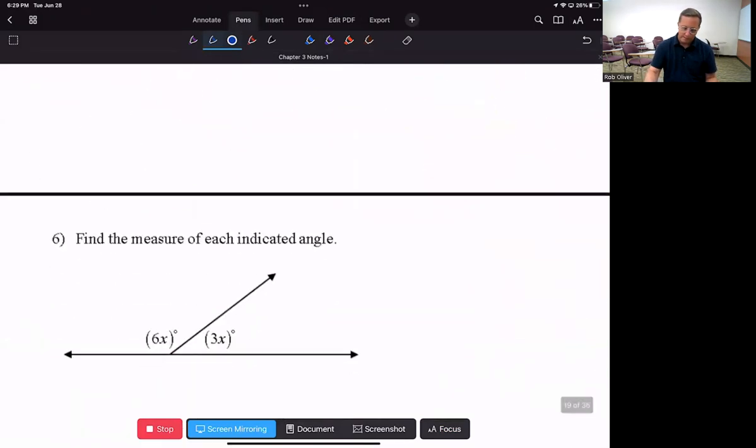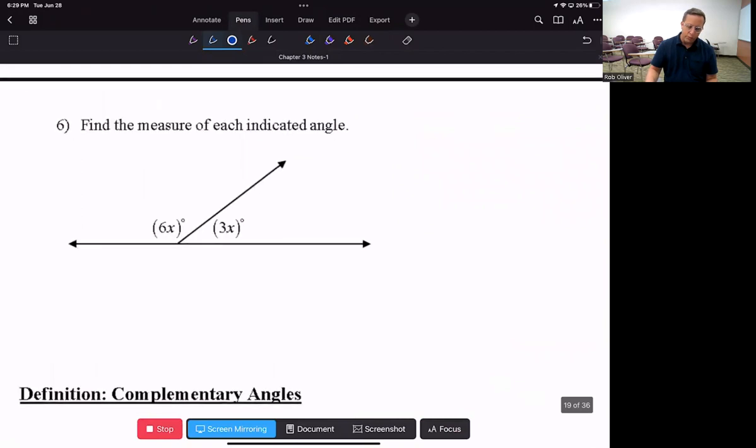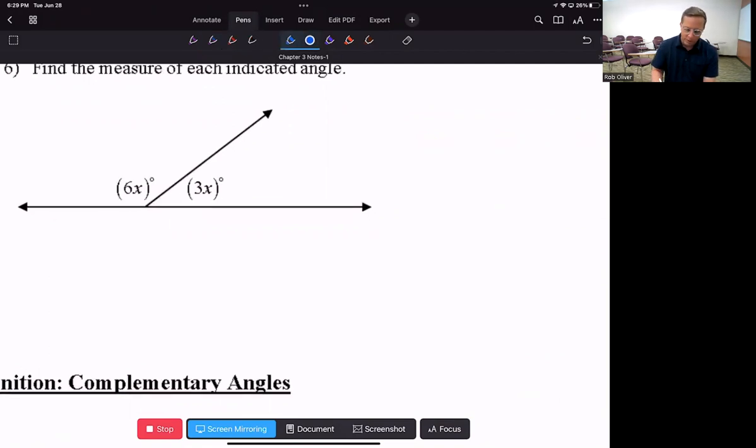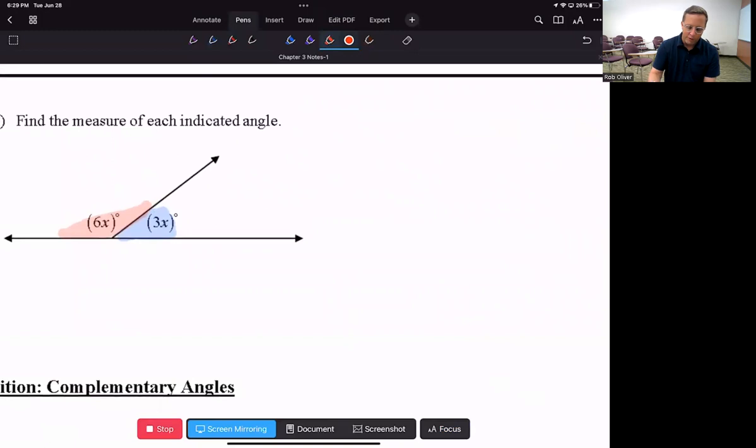Got that right. For number 6, we've got supplementary angles there. And what we know about supplementary angles is that they add up to 180. Supplementary angles are a linear pair. Together, they form a straight angle. They form a line together. That's why they're supplementary. That's why they're 180.